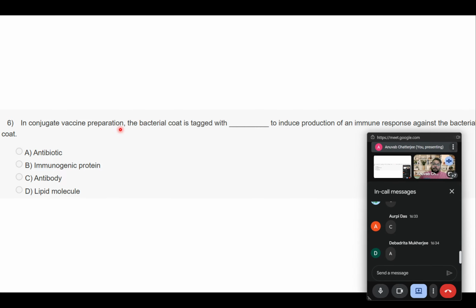In conjugate vaccine preparation, the bacterial coat is tagged with blank to induce production of an immune response against the bacterial coat. What are the bacterial coats tagged with? Antibiotics, immunogenic protein, antibodies, or lipid molecules. You can put in what you think is the correct option in the chat.